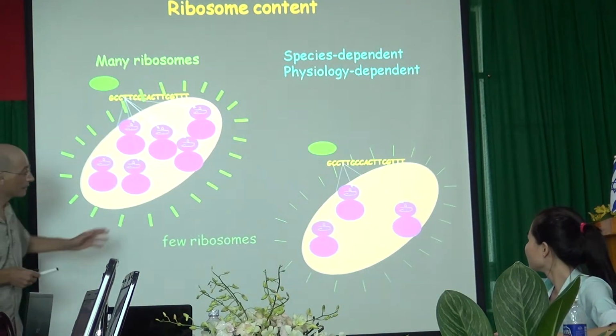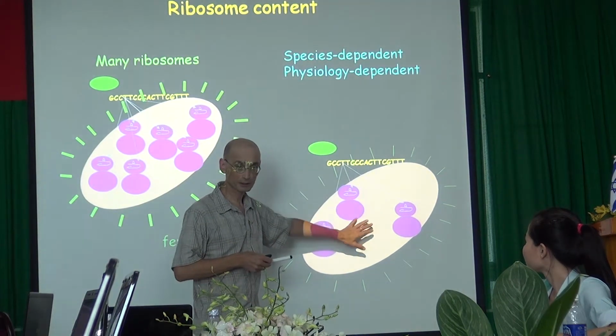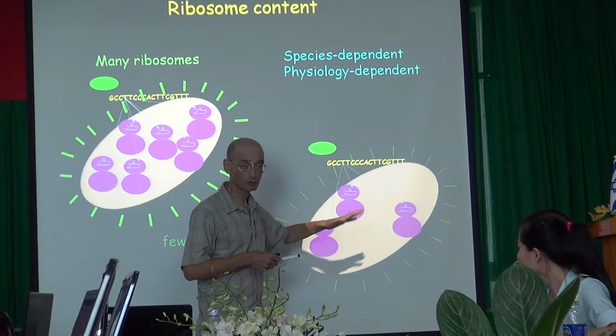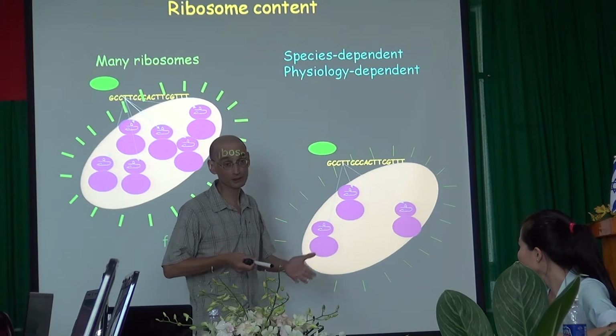Okay. On the other hand, if there are few ribosomes, there are few targets, and the quantity of light that is emitted from the cell will be low. Sometimes it's that low that you can't see it.